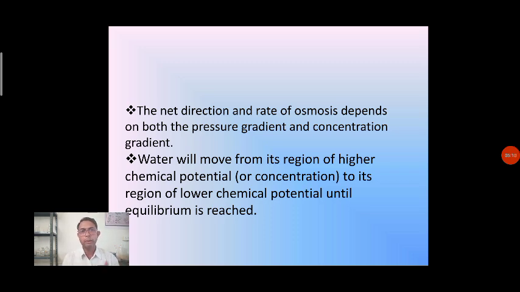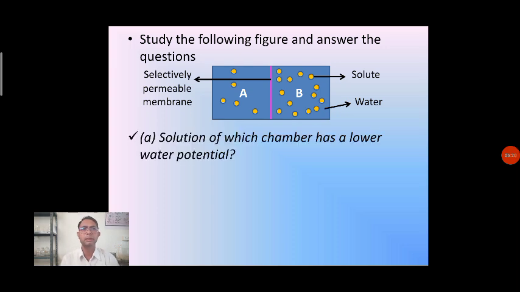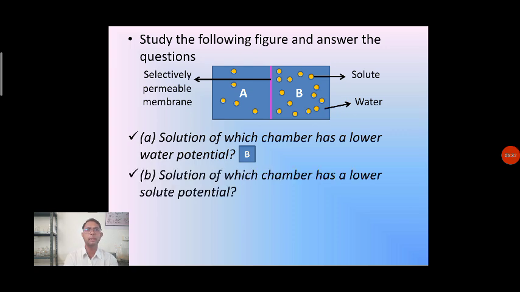Up till now, the equilibrium of the movement has been managed, or we can say it is satisfied. So here you can see two compartments, A and B, separated by a selectively permeable membrane. Now here, the solution of which chamber has a lower water potential?